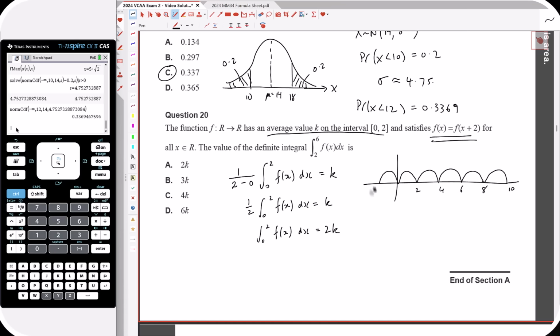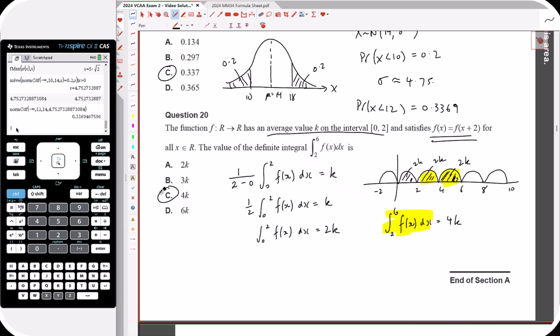It has to be repeating though, every 2 units. So therefore, if what we know is this bit of area here is 2k, then we also know that this bit of area here is 2k, and we also know that this bit of area here is 2k. And so therefore, the integral from 2 to 6 of f of x is going to be 4k, because we're just talking about this bit and this bit.